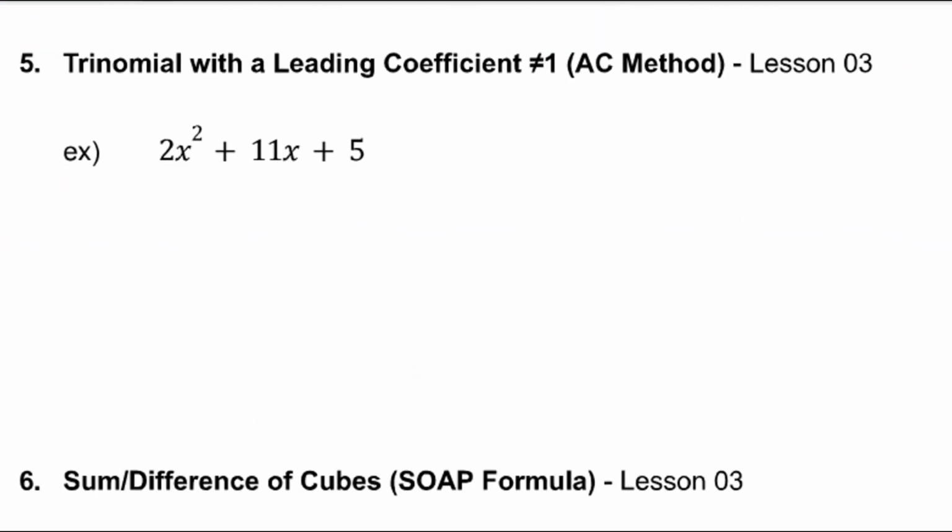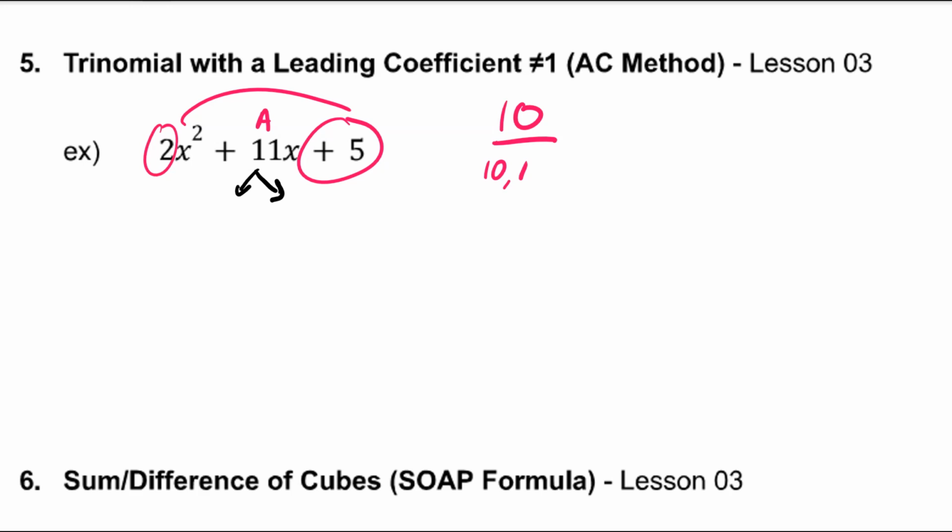To factor a trinomial with a leading coefficient that isn't 1, we've got to use the AC method. So I start by multiplying the 2 and the 5 to get 10. And I want to think of numbers that multiply to 10, but add to positive 11. So it looks like 10 and 1 would fit pretty well there.